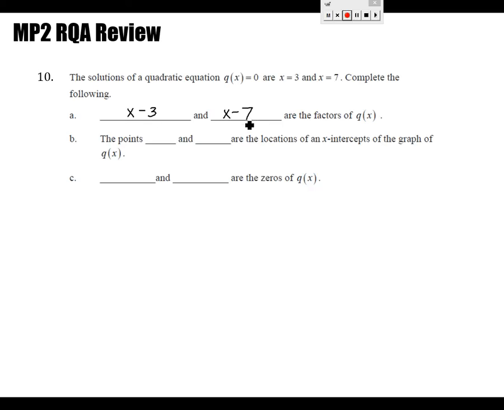And what points do we have on the graph for sure? (3, 0) and (7, 0) are the location of the x-intercepts, and 3 and 7 are the zeros. There are so many different ways to say the same thing, but we want to make sure you understand that these are all saying the same thing. Every single one of these implies directly every other thing here, right?